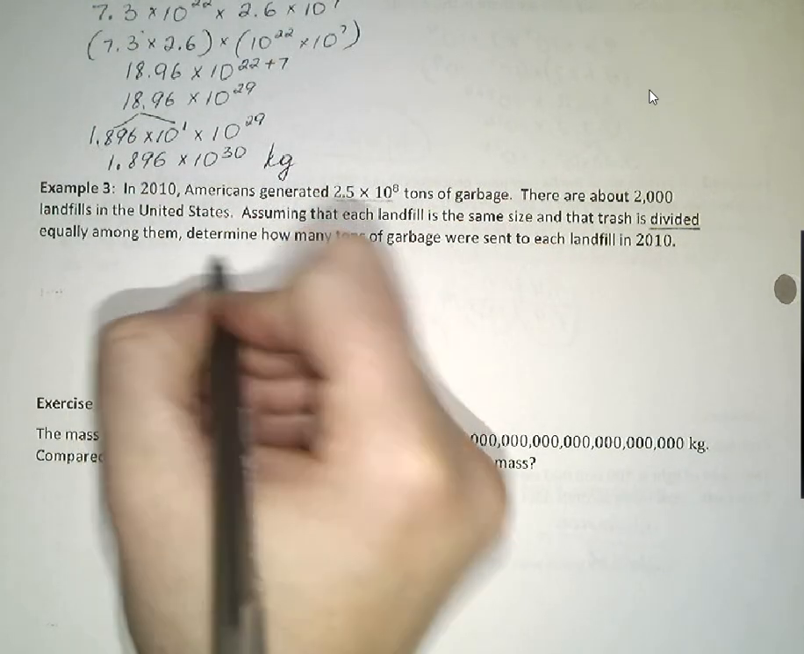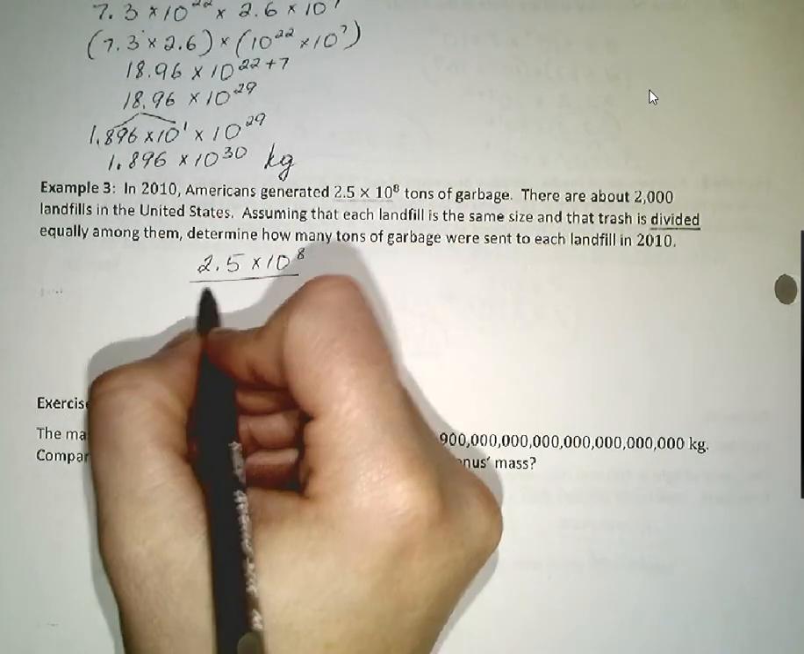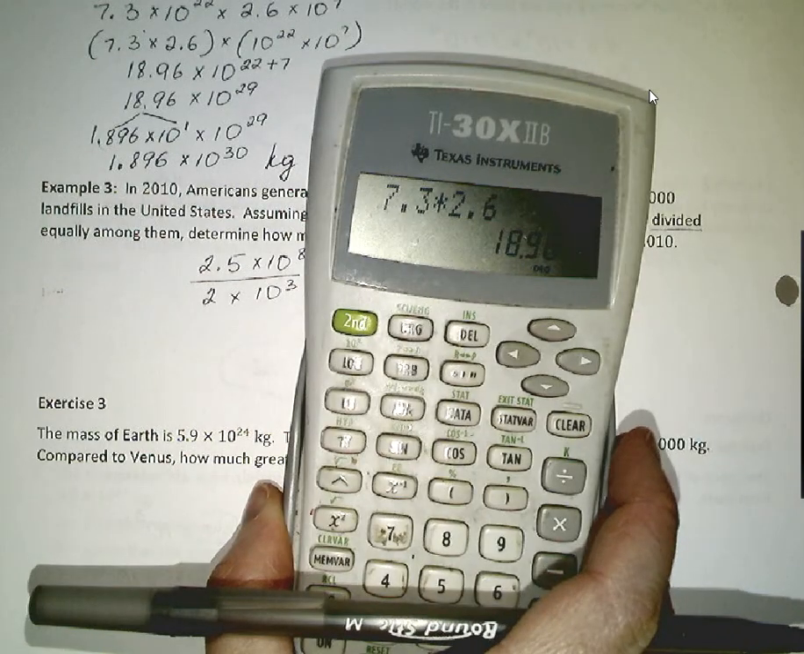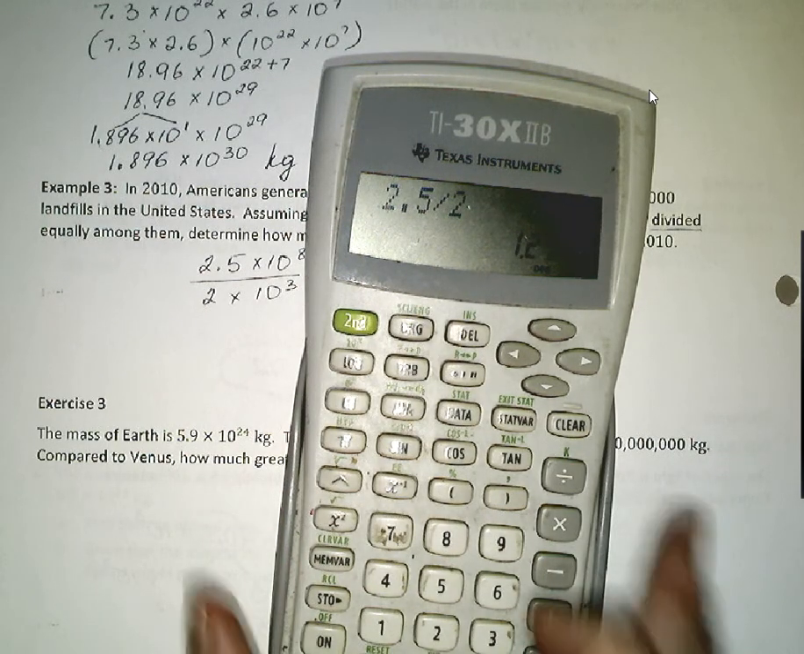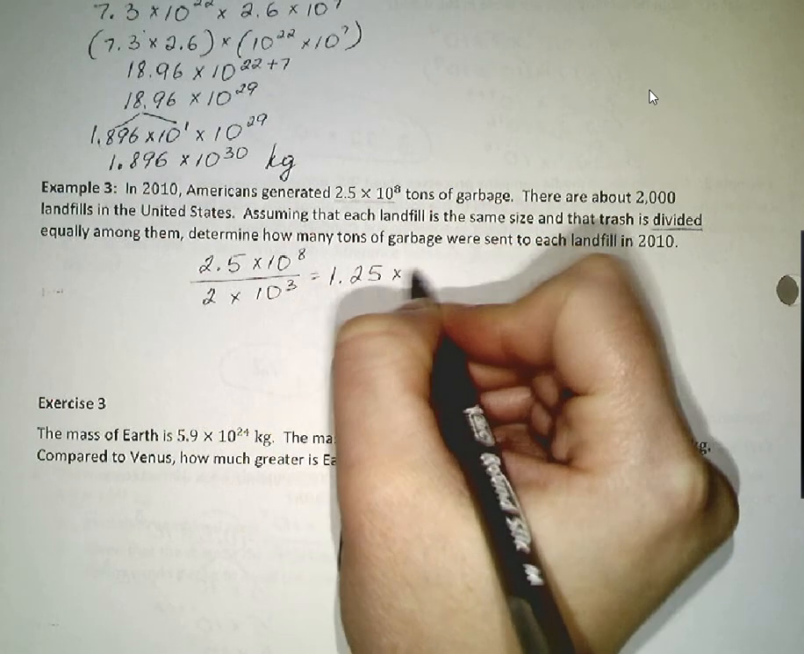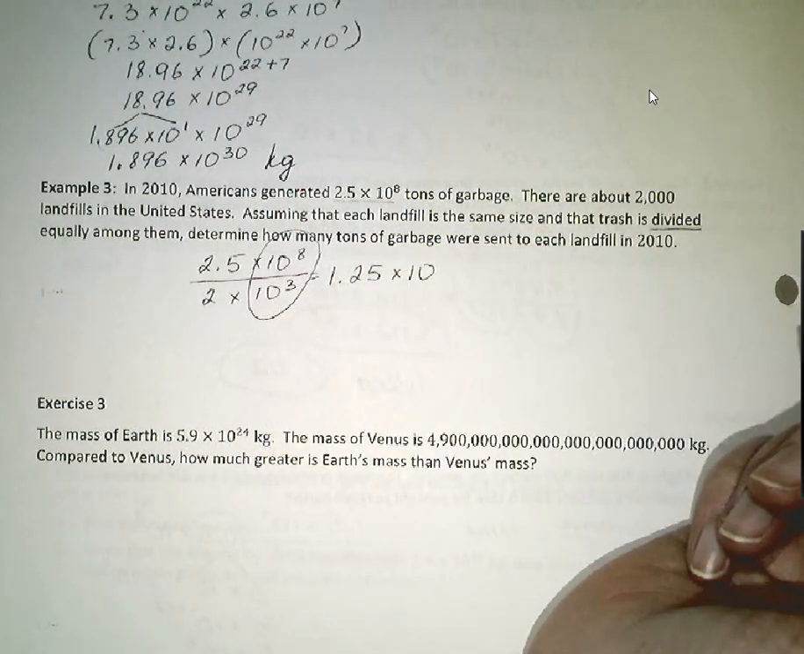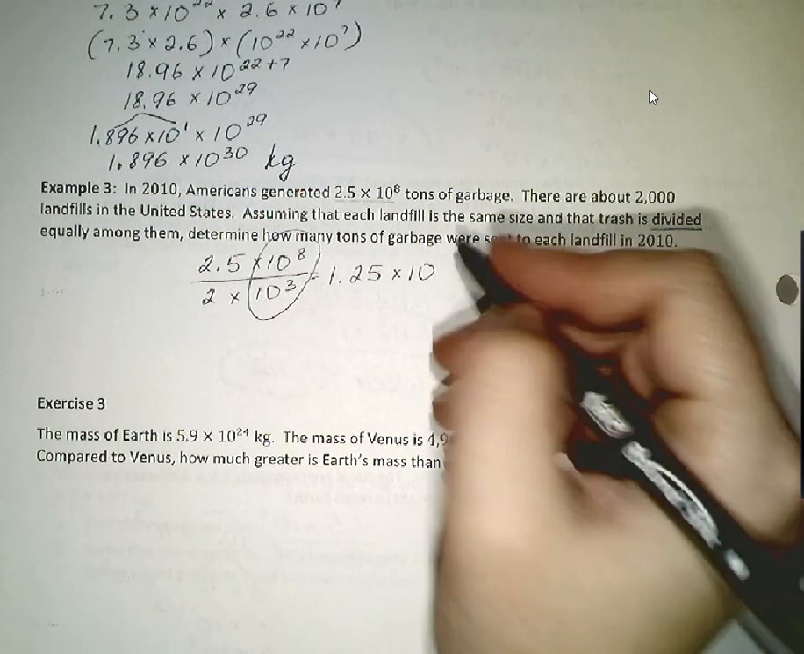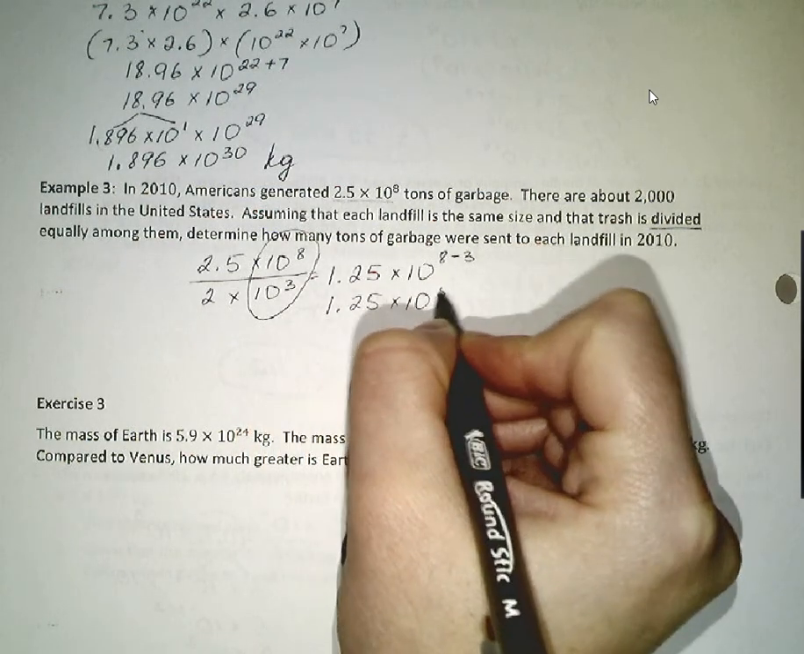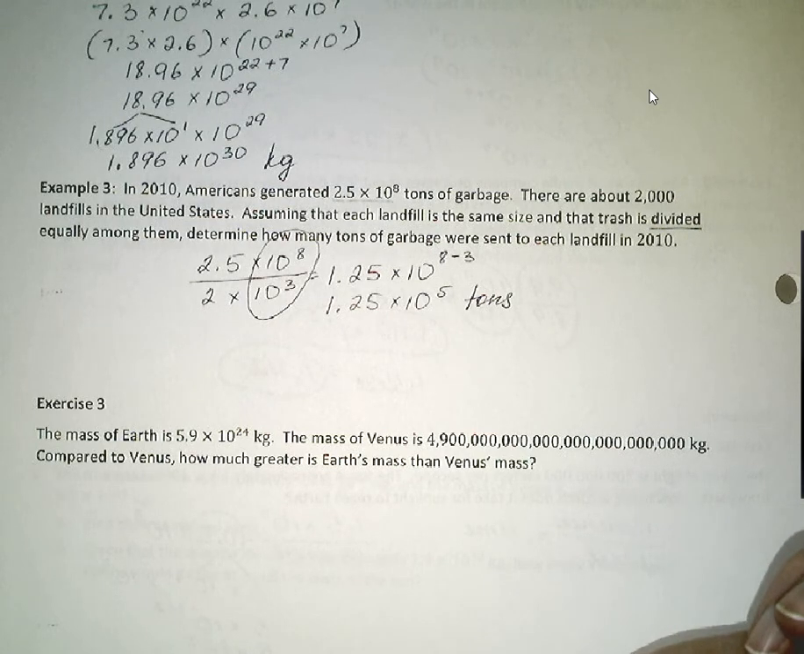So we are dividing all the trash, 2.5 times 10 to the 8th, by 2,000, which is 2 times 10 to the 3rd. Okay? So we are taking the calculator again and we are dividing 2.5 by 2 and we get 1.25. 1.25 times 10. This is a division problem. One number is standing on top of the other one. We are subtracting exponents. We are not multiplying them. We are subtracting. 8 minus 3. So I get 1.25 times 10 to the 5th. That's how many tons of garbage is distributed among all the landfills.